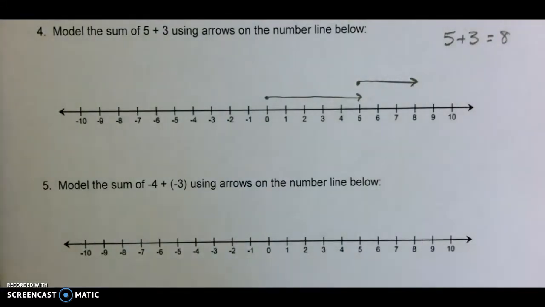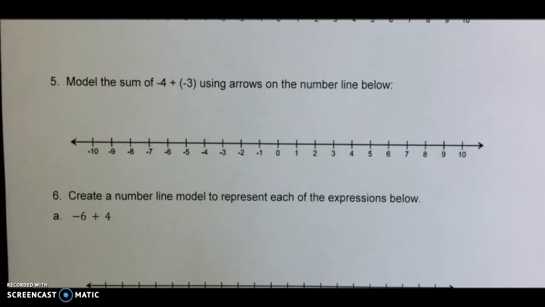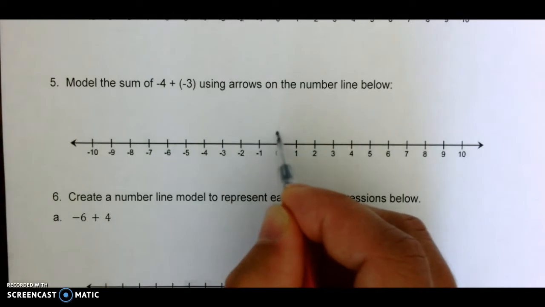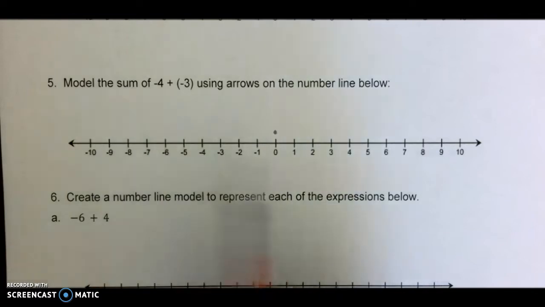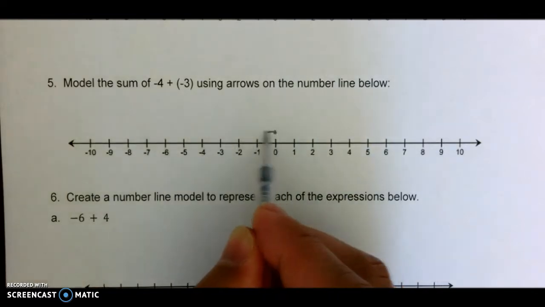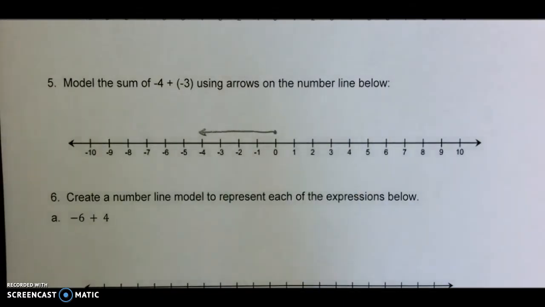In example number 5, we're going to show what the sum of negative 4 and negative 3 would be on our number line. So again, start at 0, place the tail of your first arrow at 0. Our first number in the problem is negative 4, so we're going to go 4 units to the left of 0. And we'll stop right there at negative 4. There's my arrow representing negative 4.